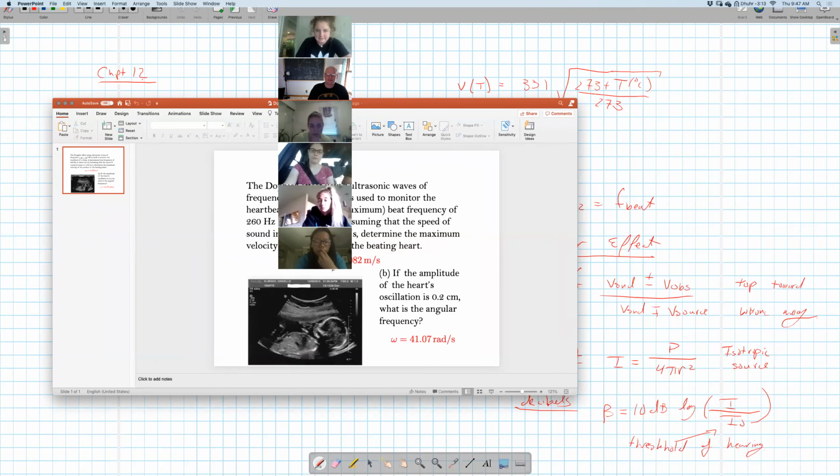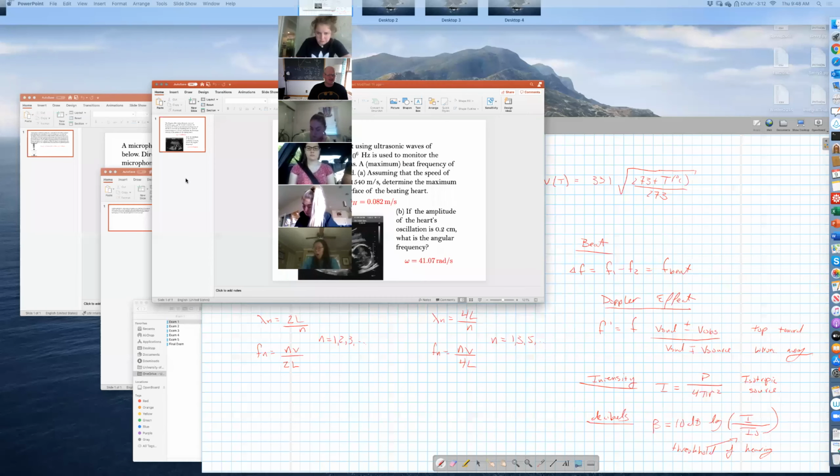Okay, we'll talk about that in just a second. This has to do with both beat frequency and Doppler shift. We'll talk about how many Doppler shifts there actually are here. The second part says, now that we know the velocity of the heart, which is going to be the maximum velocity of the heart, if it has an amplitude of about 0.2 centimeters, so the wall is moving about 0.2 centimeters, what is the angular frequency of the wall of the heart? This is just purely harmonic oscillation. So this is the first one. The second one is then this one.